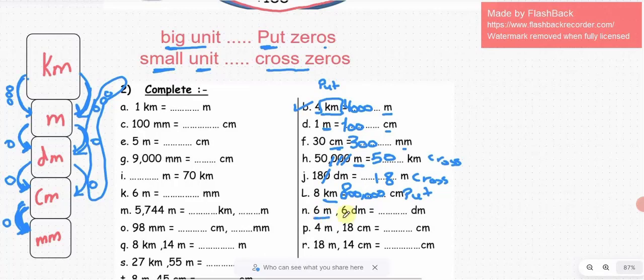Letter N. 6 meter and 6 decimeter. Here with this comma, I'm gonna add them together. Add means to put plus. 6 meter plus 6 decimeter, and I want all of them in decimeter. So this is already decimeter, and we have to change meter to be decimeter. Meter is bigger unit, so I'm gonna put zeros. But how many zeros? Let's check there. Between meter and decimeter, 1 zero only. So put 1 zero beside 6 to be 60. And add 60 plus 6 will be 66 decimeter.